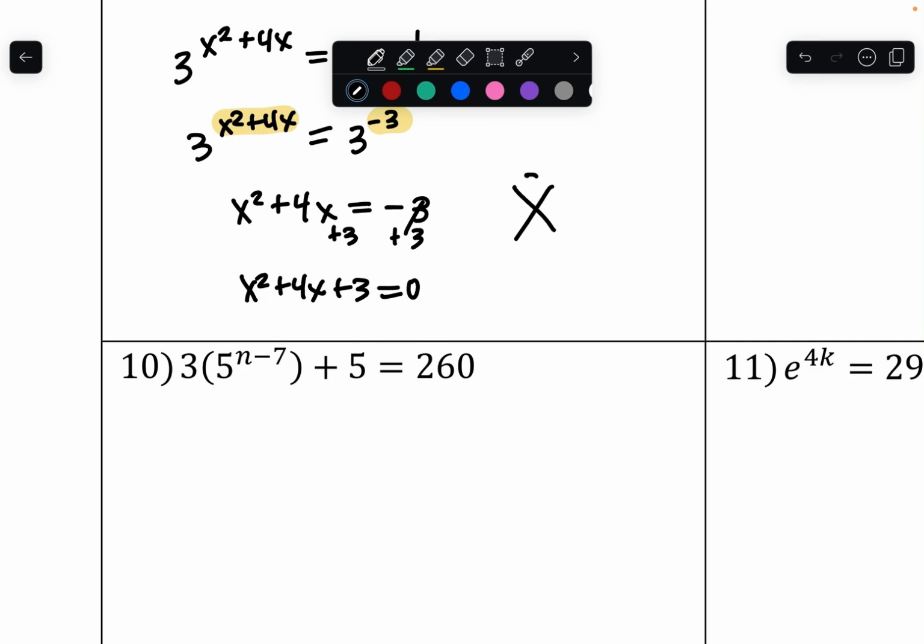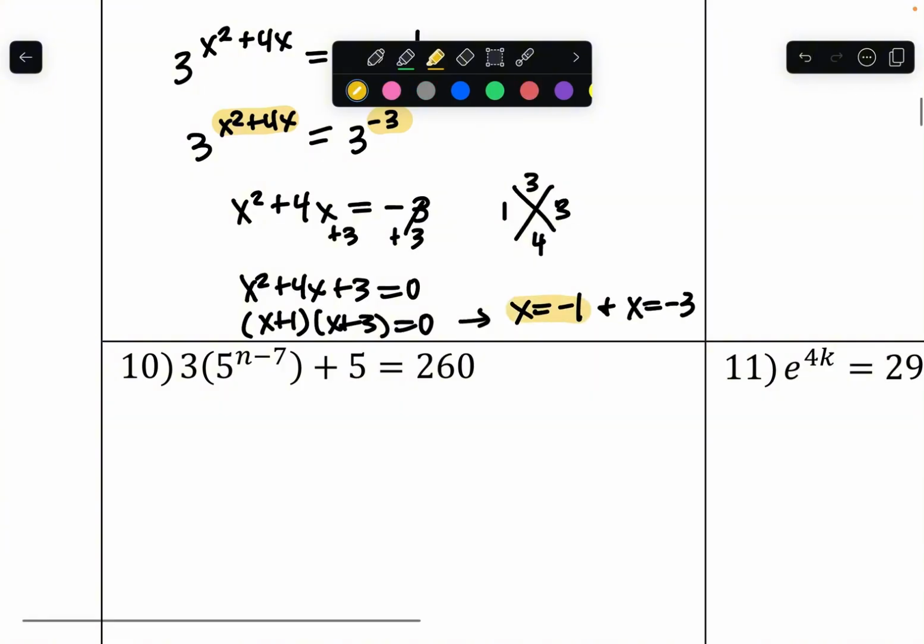And so two numbers that multiply to 3 but add to 4 are 1 and 3. So this factors to x plus 1 and x plus 3. So that means my solutions are x equals negative 1 and x equals negative 3. Two solutions from this quadratic.